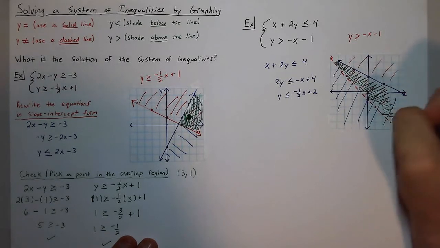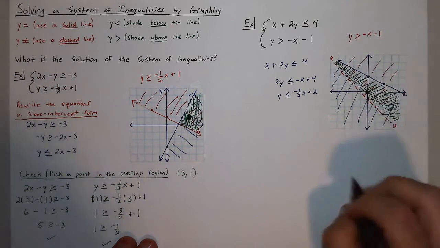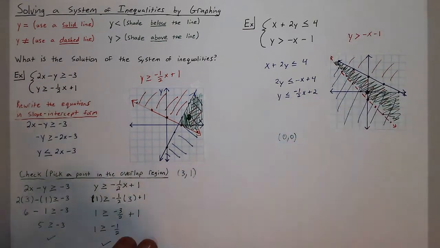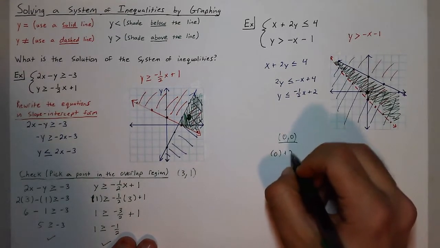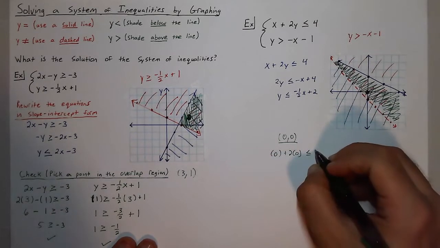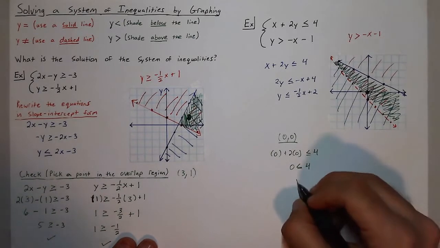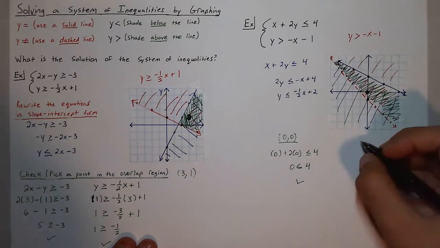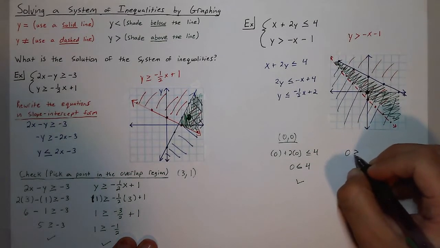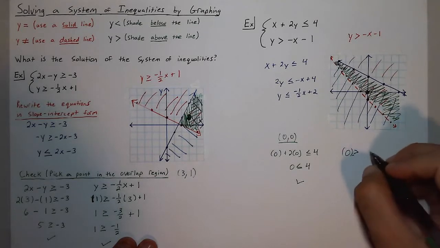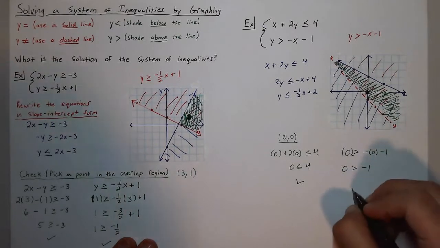And this time we have a very easy point to check, because within my shaded region is the origin, 0, 0. So I will check the point 0, 0. Which will give me 0 plus 2 times 0 is less than or equal to 4, which means 0 is less than or equal to 4, which is absolutely true all the time. And if I plugged in 0, 0 into the other inequality, I would get 0 is greater than negative 0 minus 1, which means 0 is greater than negative 1, which is also always true.